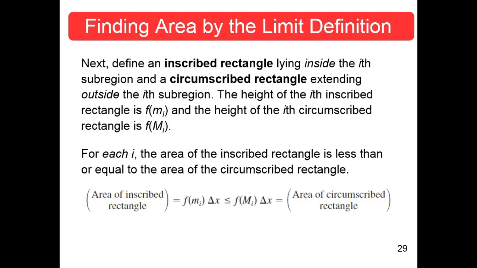Okay? So you could put another one in here. The area of the inscribed will be the function value on the minimum side times delta x, and on the maximum side, the function value there times delta x. This will always be less than or equal to that one, and then the actual area is going to be something in between those two. Equal to or less than in between those two.